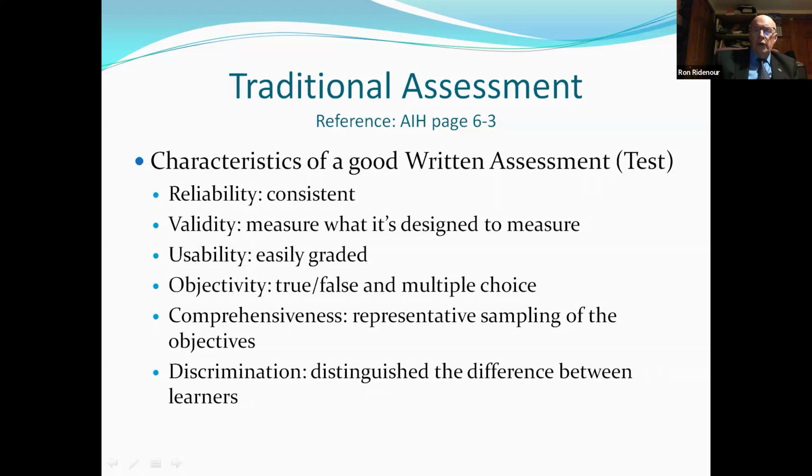Usability, one that's easily graded. Written assessments generally are true, false, or multiple choice or something like that, and so those are easily graded tests.